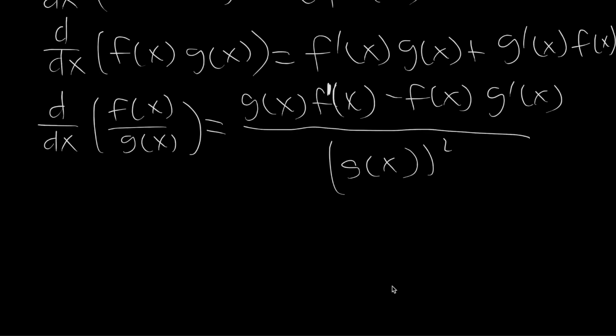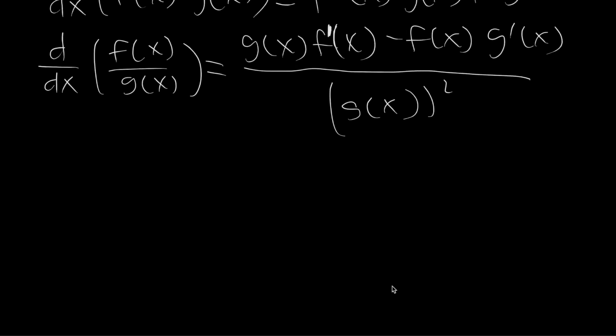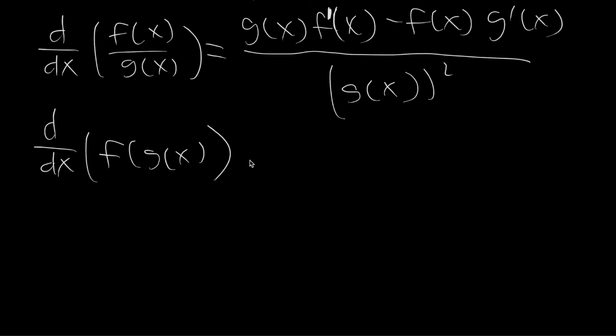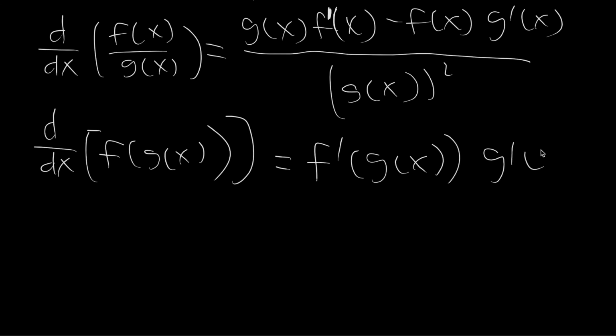Another one is the chain rule. So the derivative of f of g of x is equal to f prime of g of x times g prime of x.